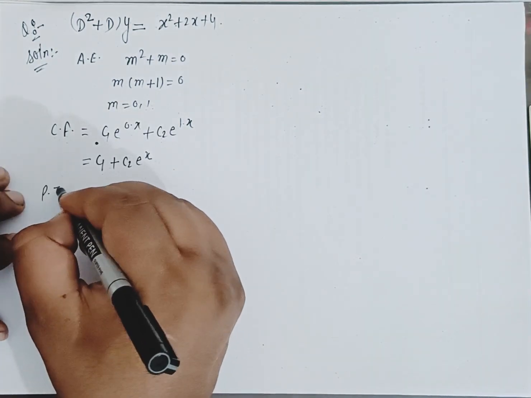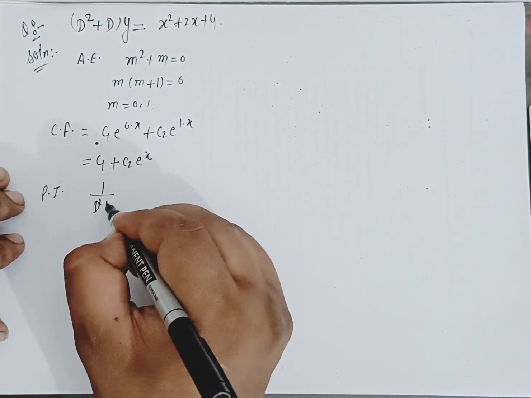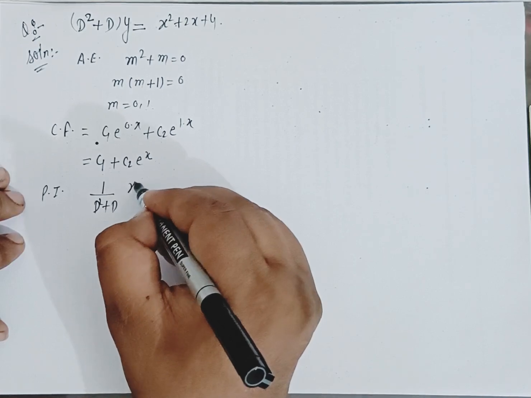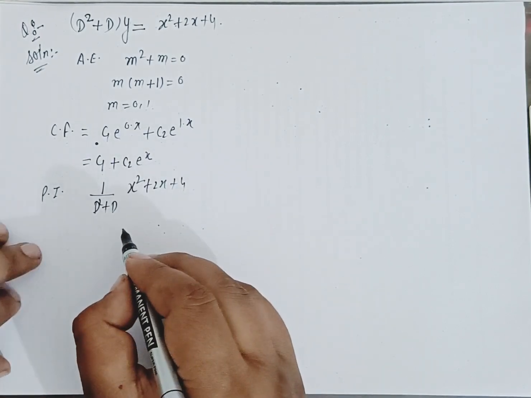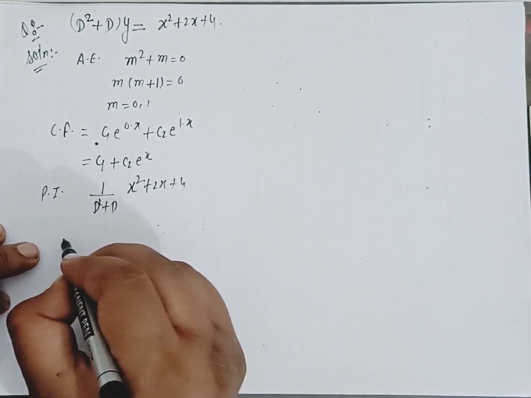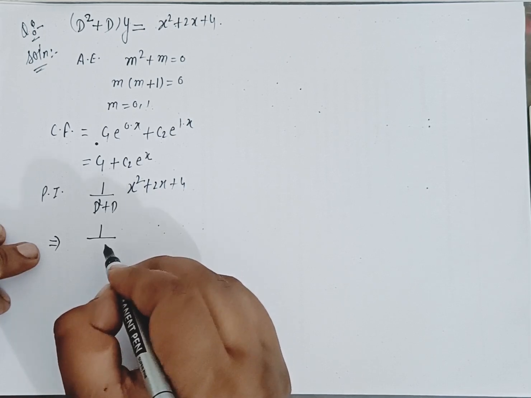Now for the PI, you obviously have to calculate 1 upon d square plus d, and here you have the quadratic polynomial x square plus 2x plus 4, right? So now what you have to do, first try to make it of the form 1 plus f of d.